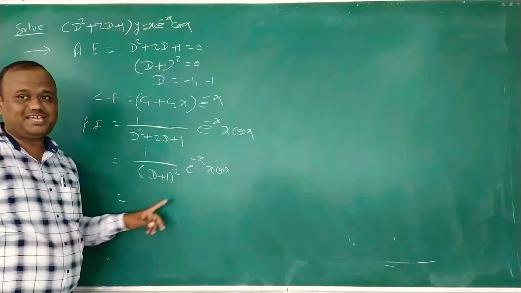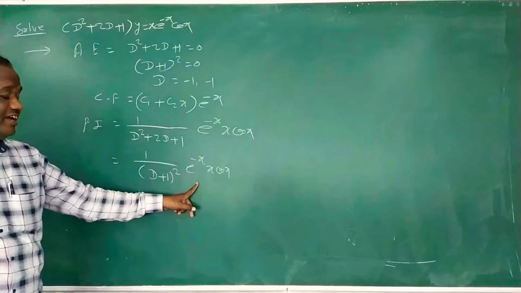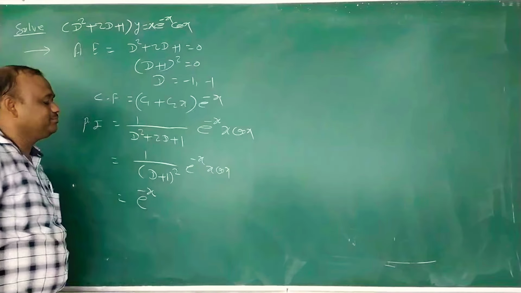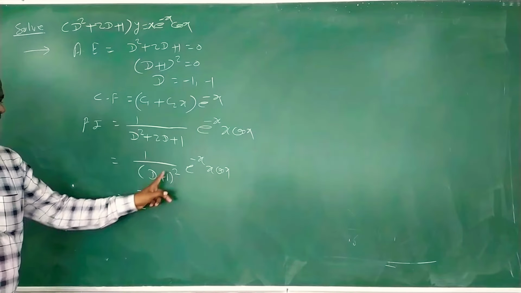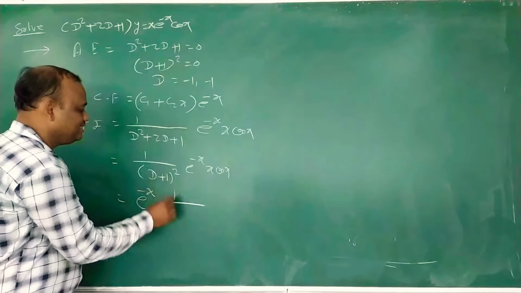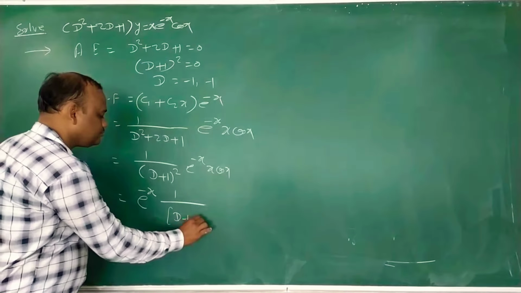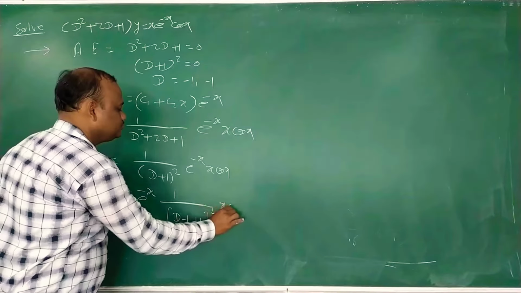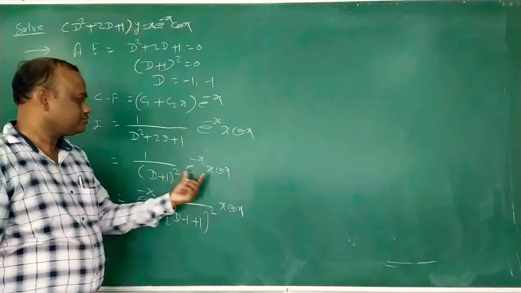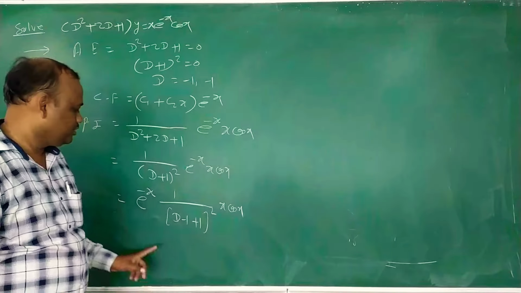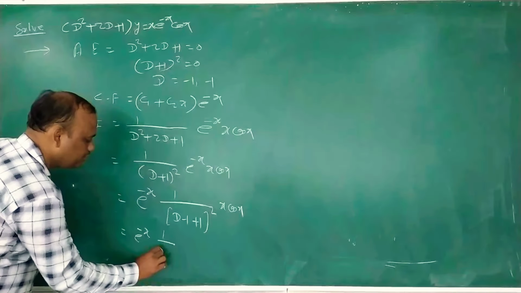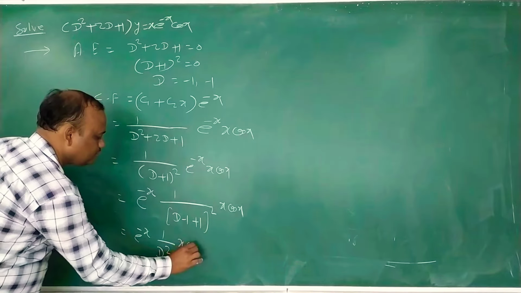So e^(ax) into v. What is the formula for e^(ax) into v? Take e^(ax) outside, that is e^(-x), and replace D by D + a. So what is a? a is -1. So if we replace D by D - 1, we get (D - 1 + 1)² into x cos x. So this is using the formula e^(ax) into v. Now this 1 gets cancelled, it is equal to e^(-x) into 1/D² x cos x.